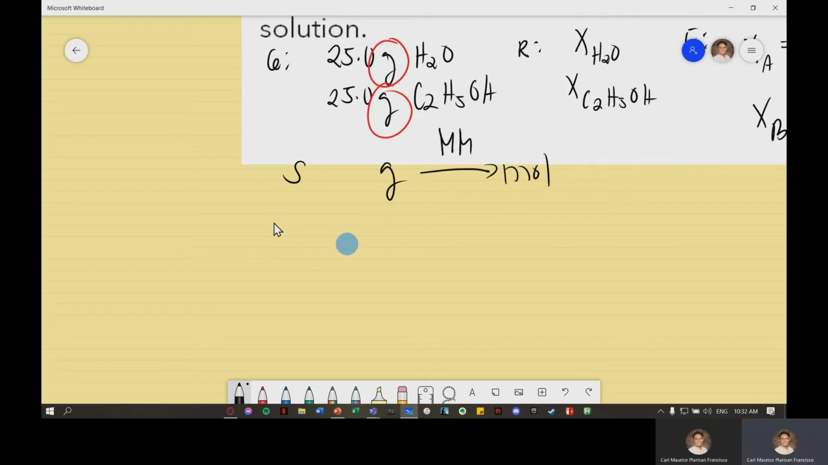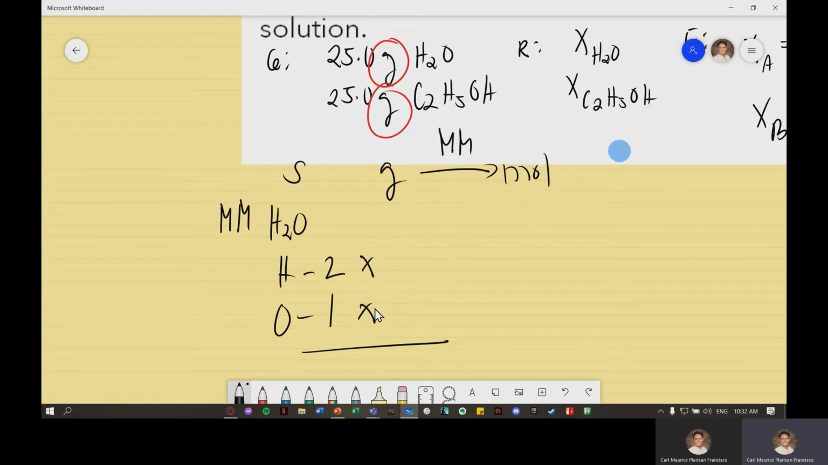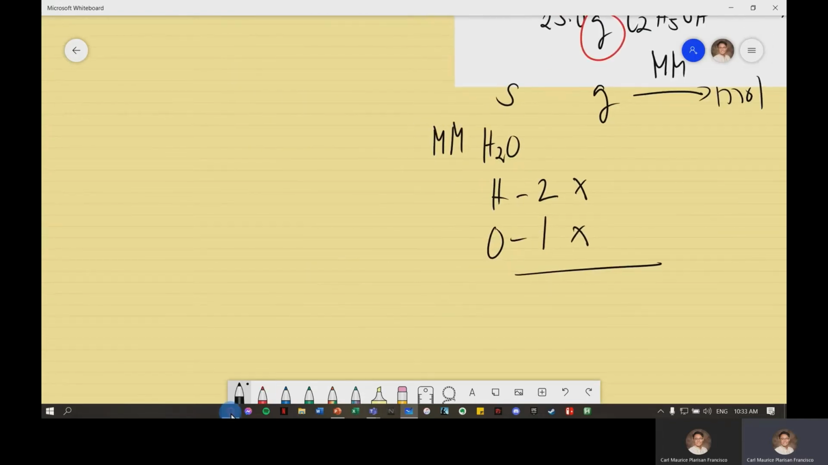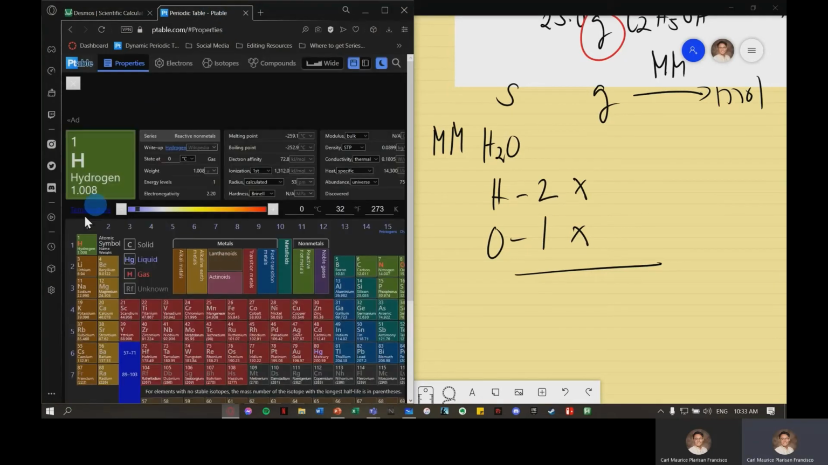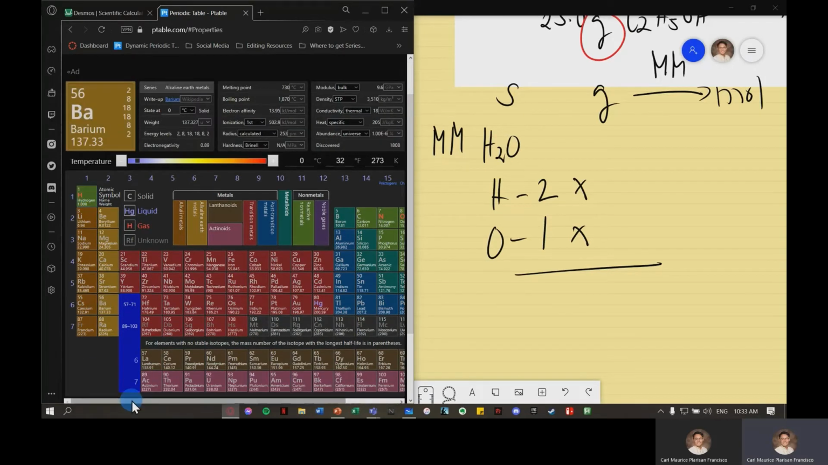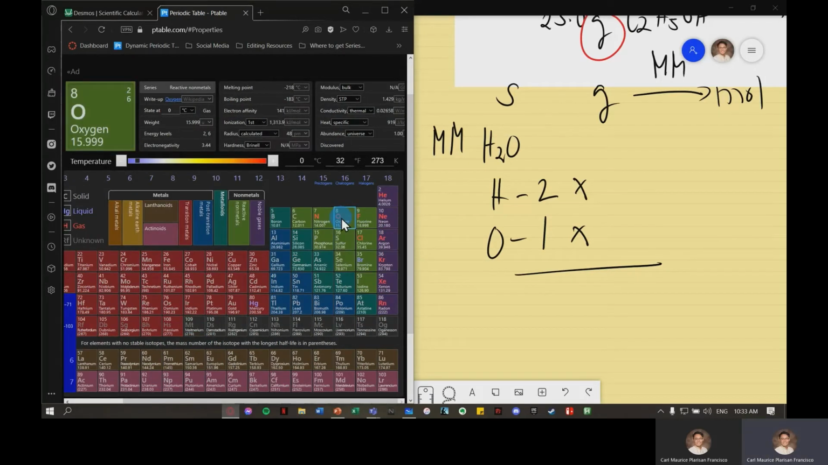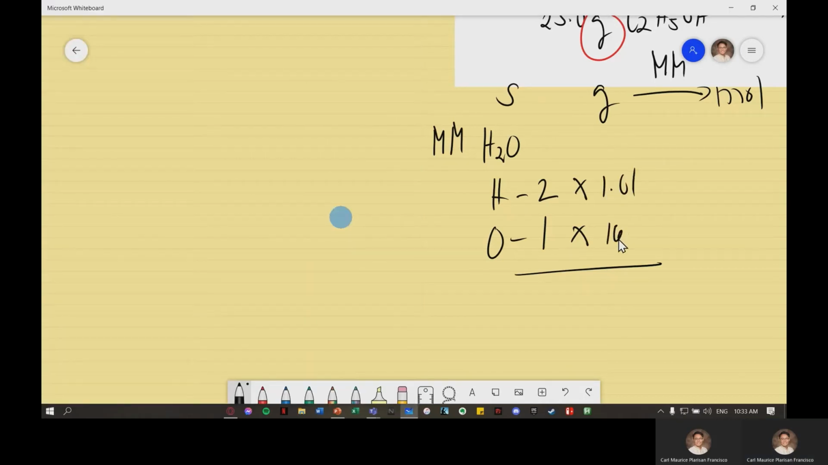So let us convert 25.0 grams of water into unit mole via molar mass. Since there is no molar mass of water provided, I need to solve for the molar mass of water from scratch. So 2 atoms of hydrogen and then 1 atom of oxygen multiplied by their respective atomic masses. For hydrogen, it's 1.01 according to the periodic table. And then for oxygen, it's 16.00. Input this in the calculator, 18.02 grams per mole.